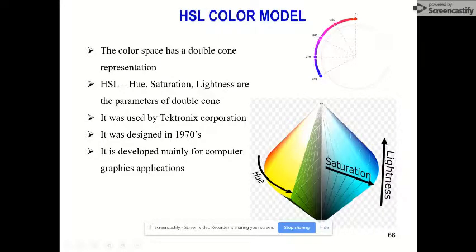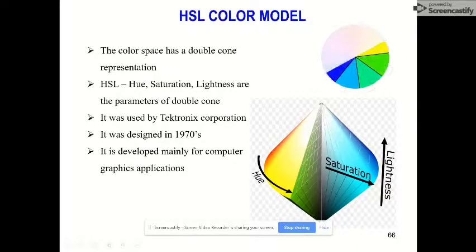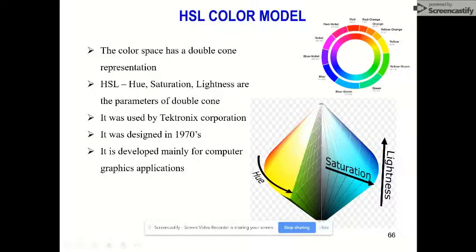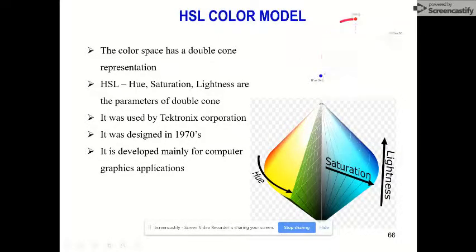Now let's look at the HSL color model. The HSL color model is simply like the HSV color model. It was used by the Tektronix Corporation. It was designed in the 1970s, mainly for computer graphics applications. In this, you can generate even more colors compared to the HSV color model. Here, the value parameter of the HSV is replaced by the lightness parameter in HSL. So when you have 0.5 lightness, with full saturation and a particular hue, you will get the pure color of that particular hue.